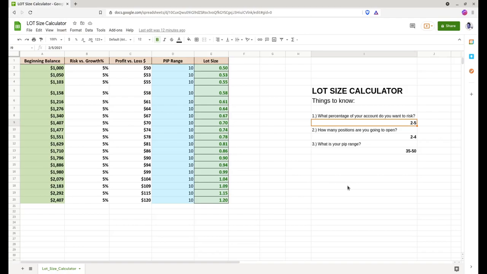All right, so we go to the third bullet, which is the pip range. Now, I put 10 pips here because when I was creating this, I was talking to an audience of new forex traders. But if I had to speak for myself, I would go with this range right here, 35 to 50 pips. Actually, I even do more than that.